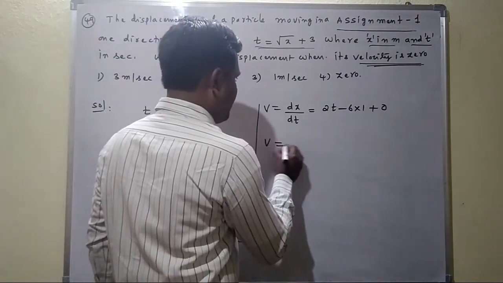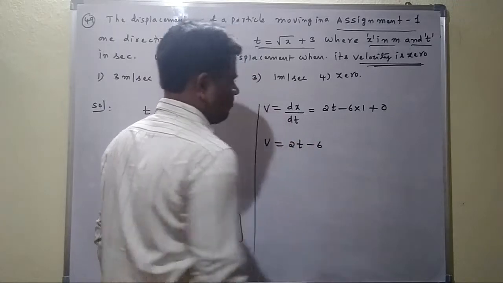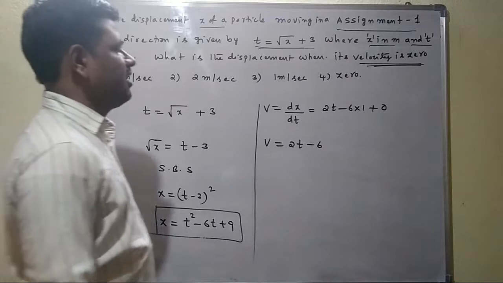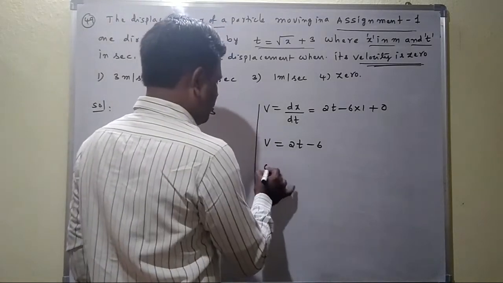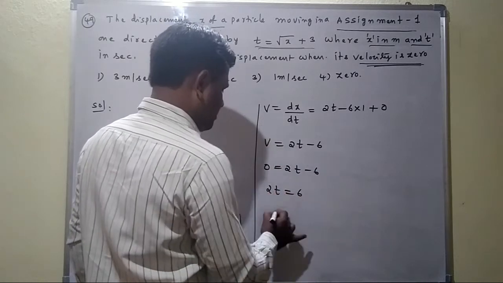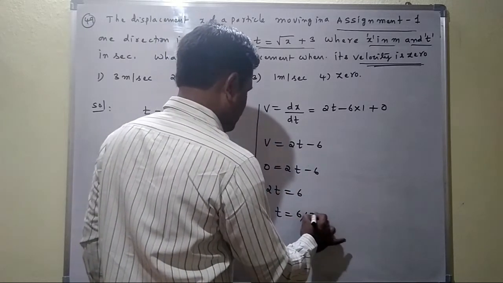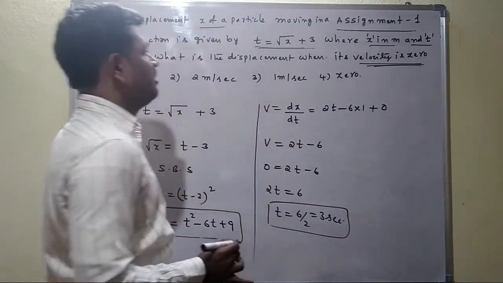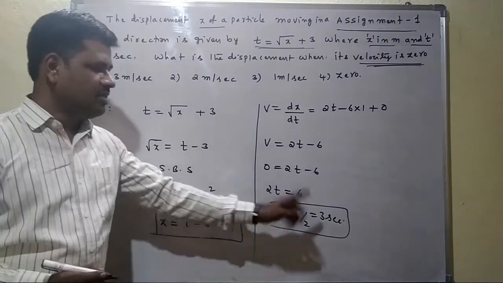So v is equal to 2t minus 6. But the velocity is 0 here. They have given the condition when its velocity is 0. So v equals 0, so 0 is equal to 2t minus 6. Here 2t is equal to 6, t is equal to 6 by 2, which is 3 seconds. Time t is equal to 3 seconds, because time is given in seconds.